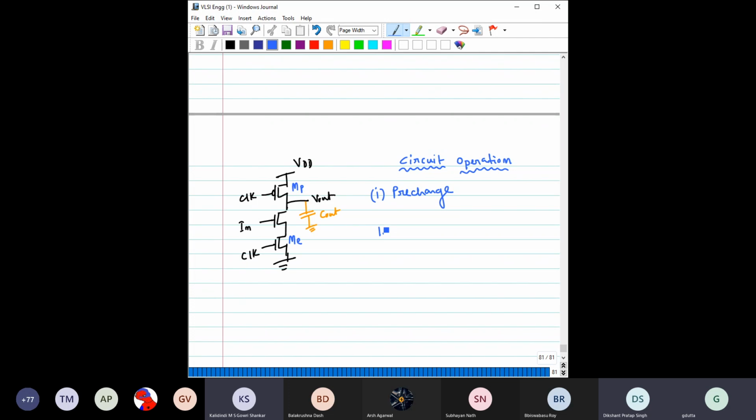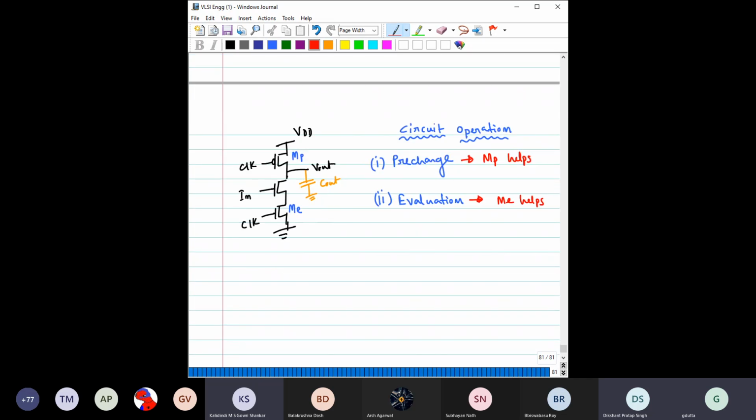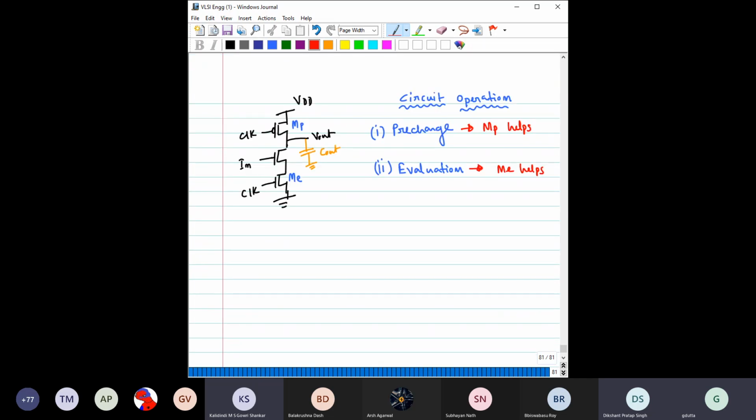The second phase is called evaluation. So for pre-charge, this transistor MP helps. For evaluation, this transistor ME helps. Okay. Now let us try to discuss it in a little bit more detail.